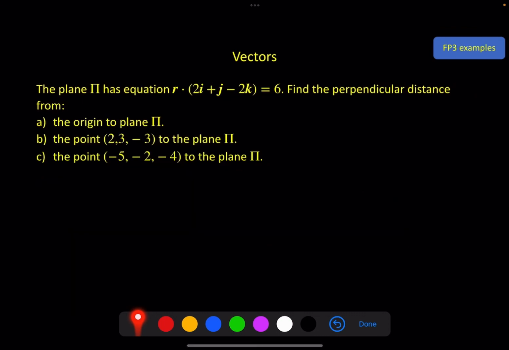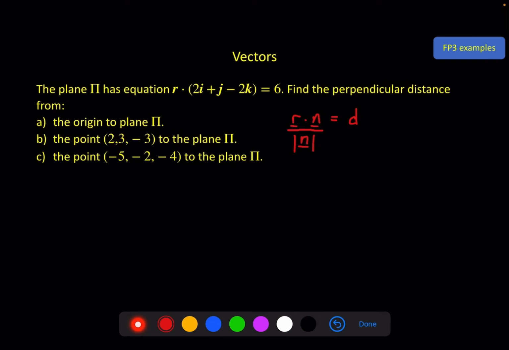So we have a plane pi, and that has equation this. The question is, find the perpendicular distance from the origin to the plane pi, from this point to plane pi, and from this point to the plane pi. It'll become clear why I've done all 3 of these by the end of the example. So from the origin to plane pi, we're using what we just talked about. r.n is equal to p, but if I divide this by magnitude of n, it is then equal to the very thing I want, the perpendicular distance from the origin to the plane.